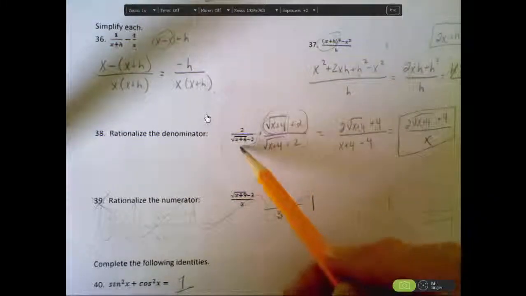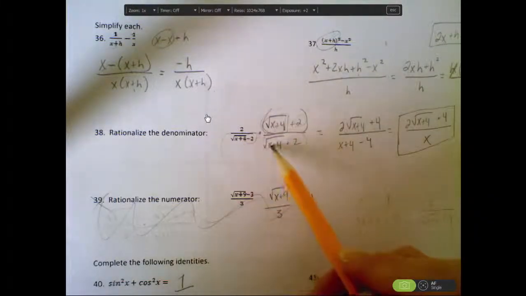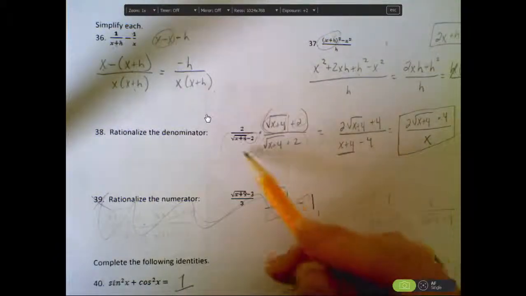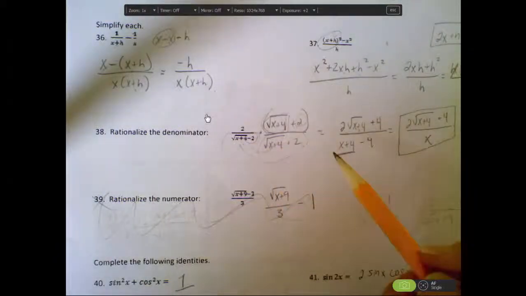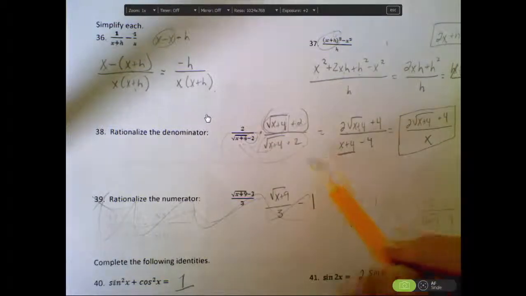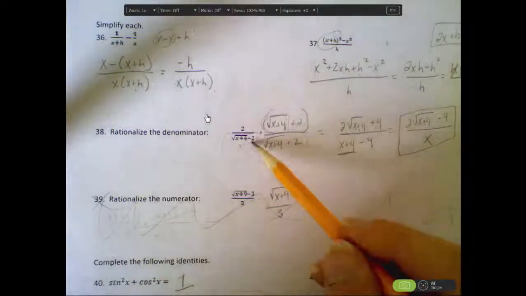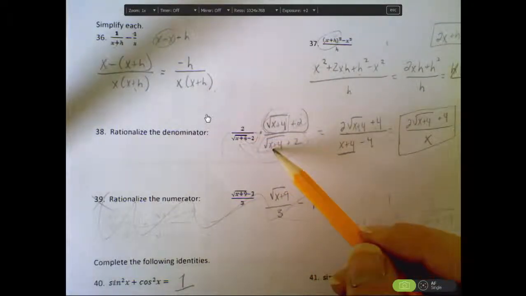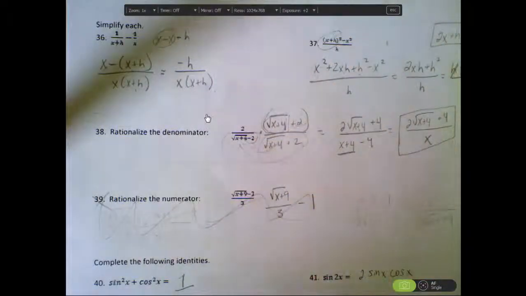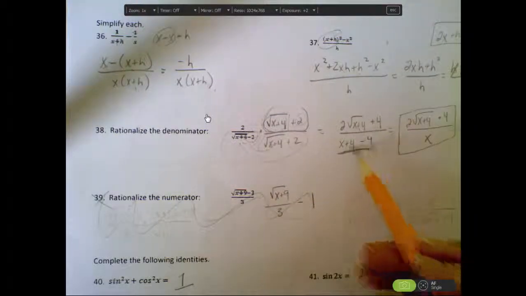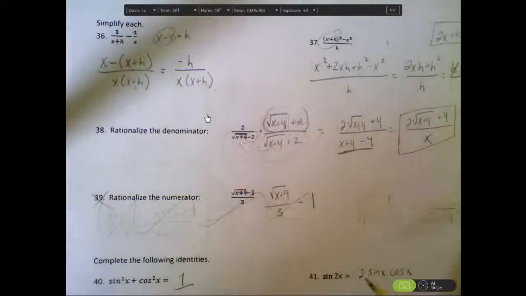You have to FOIL. Well, your first is a square root times itself, which always gives you the number underneath. The outside and the inside are always going to be exact opposites of each other. Your outside here is positive 2 root x plus 4. Your inside is negative 2 root x plus 4. Those will always cancel out. That's the whole point of rationalizing a denominator using the conjugate. Then negative 2 times 2 is negative 4. Simplify, your 4's cancel out, and your final answer is that.